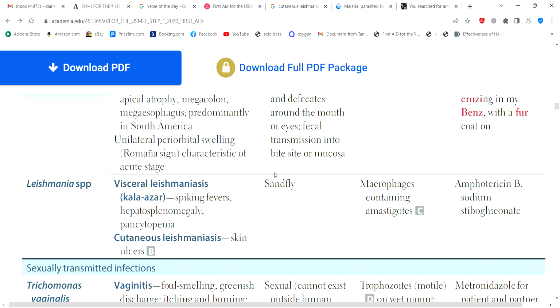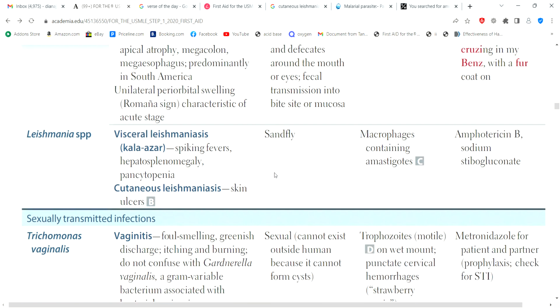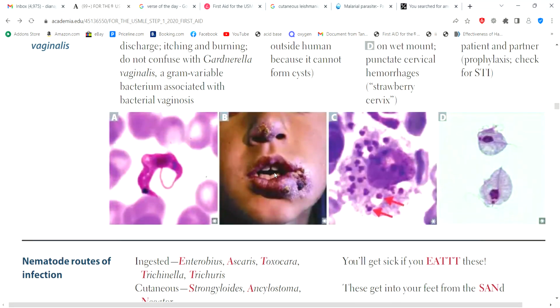Okay. You see macrophages containing amastigotes. C, right here. This entire thing is a macrophage, and you see amastigotes inside the macrophage, and this is a sign of leishmania.